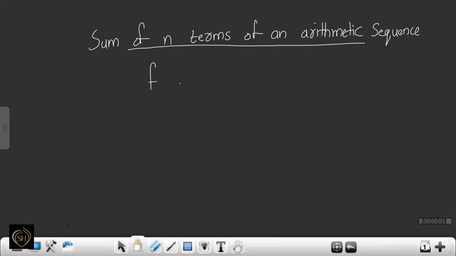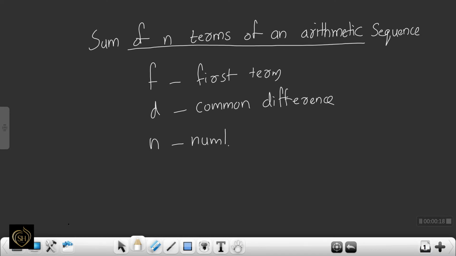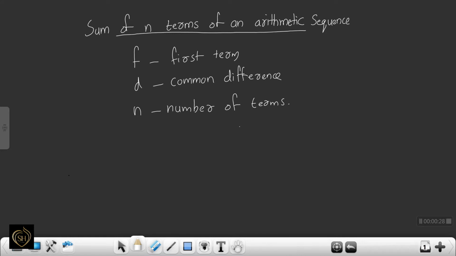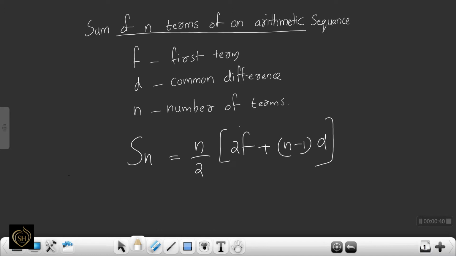Let f be the first term of an arithmetic sequence, d be the common difference, and n be the number of terms of an arithmetic sequence. Then the sum of n terms of this arithmetic sequence is given by the formula Sn is equal to n by 2 into 2f plus n minus 1 into d, where Sn denotes the sum of n terms of the sequence.